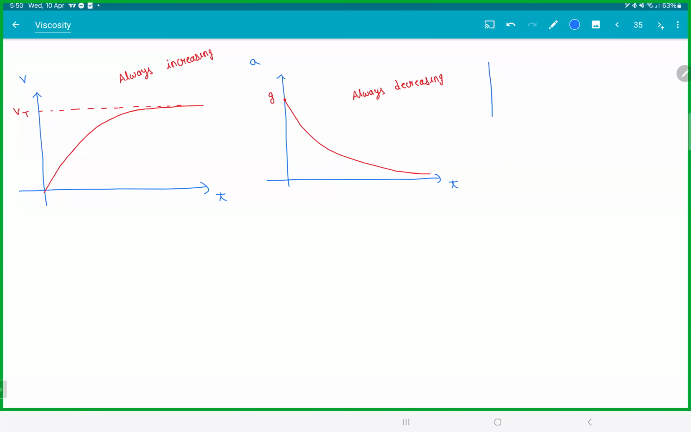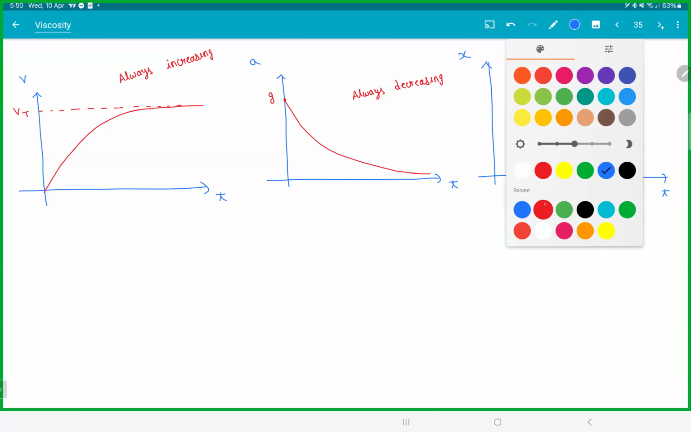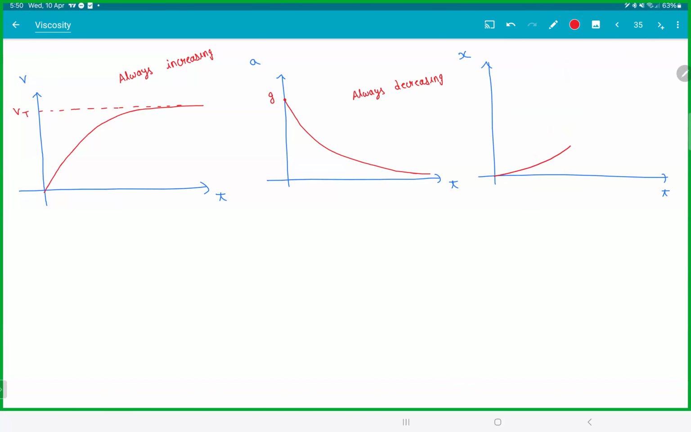What about XT graph? Out of all, XT graph is a cool one. If you remember, last time I told you about the plank. In XT graph, you start from this, and then you start tending towards a line.